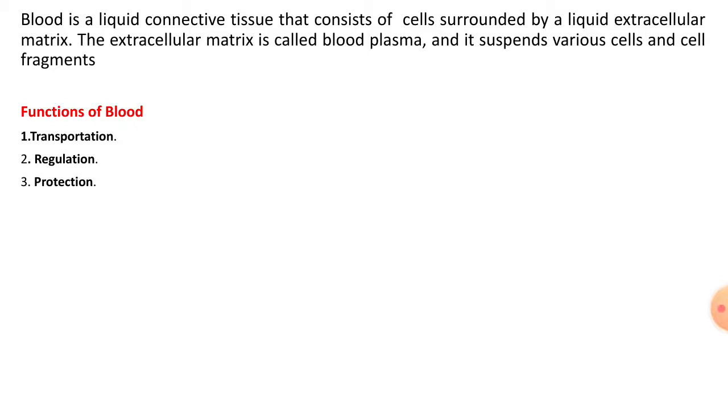The third function is protection. Blood plays an important role in prevention of the severe loss of blood during injury, and it does that by the presence of many clotting factors. Also, it contains white blood cells which play an important role in protection against invading organisms by phagocytosis, and it also contains several proteins like antibodies, interferon, and complement, which have different roles against different diseases.